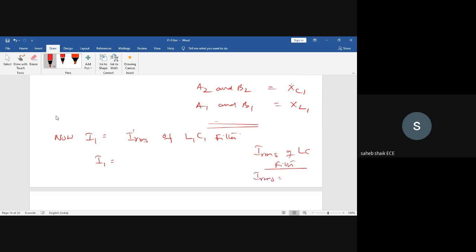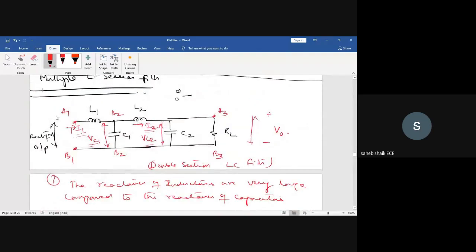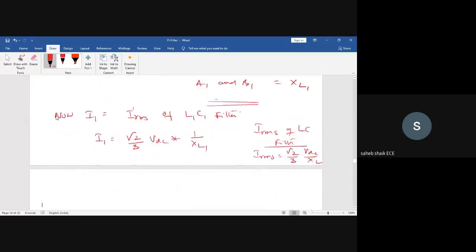IRMS is equal to root 2 by 3 VDC by XL. So this becomes root 2 by 3 VDC, and this is 1 by XL1, because here we are taking inductor L1, and the second one is L2. L1 and L2 make the first section. So this is nothing but I1.